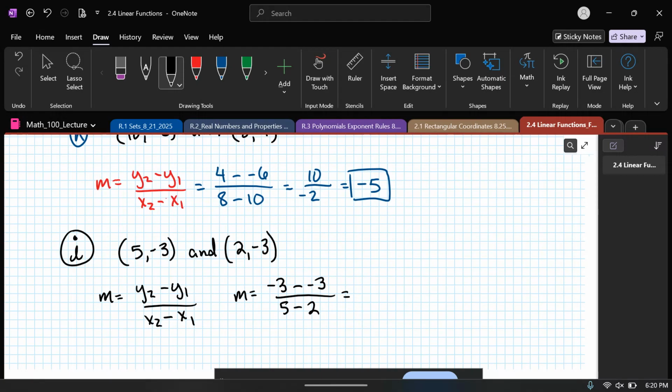What is negative 3 minus negative 3? 0. 5 minus 2 is 3. What is 0 divided by 3? 0. What do I know that line connecting those two looks like? Well, they're all straight lines. Horizontal line. Yeah, that's a horizontal line is what that looks like. 0 slope is a flat horizontal line. 0 on the top. That's when that happens.